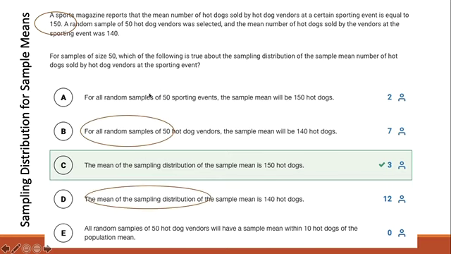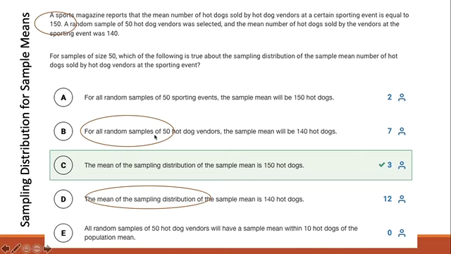So the most commonly chosen wrong answer, D: the mean of the sampling distribution of the sample mean is 140. The 140 is the mean from one random sample. It is not the truth in the population. B is also wrong.